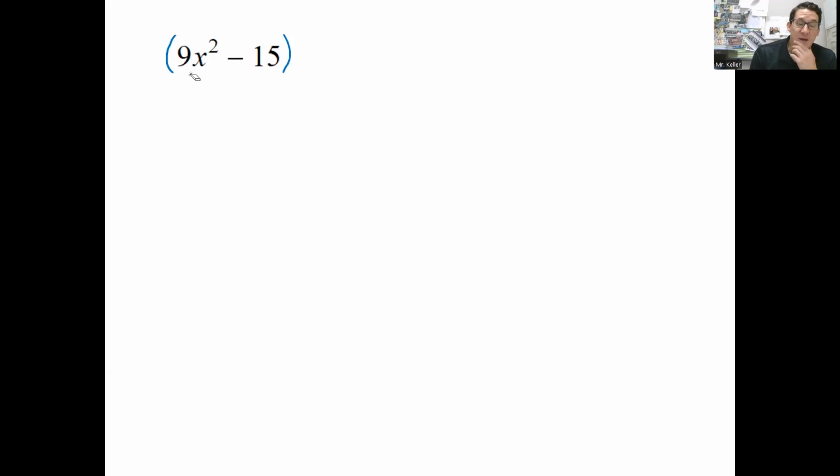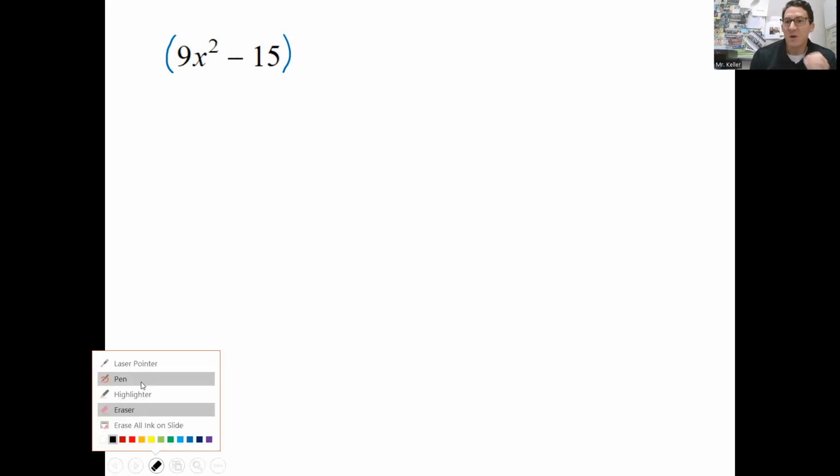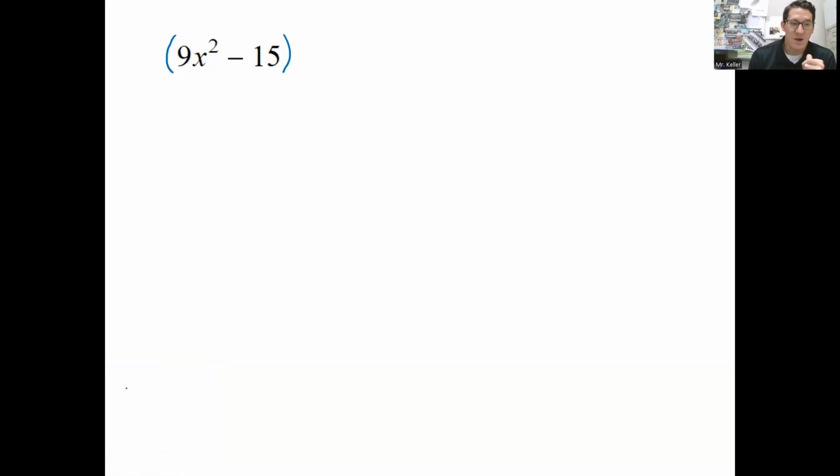So for this, 9x squared minus 15, what we're going to be doing is finding the greatest common factor, GCF. What that means is I want the largest quantity that can divide 9x squared and 15 evenly. If you're good at this, you can do this in your head. Very easy to do this in your head when you're good at it. So the largest thing that divides 9 and 15, the largest factor they have in common, would be 3. 3 divides 9 and 3 divides 15.